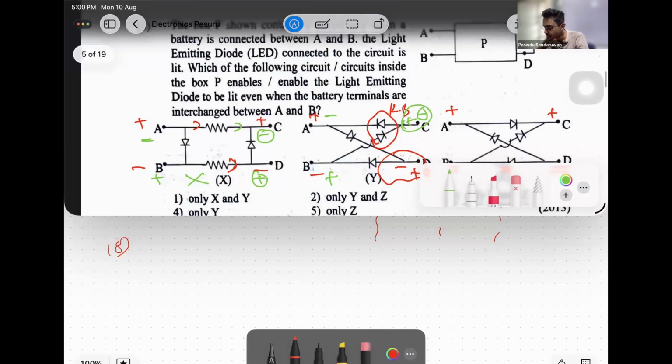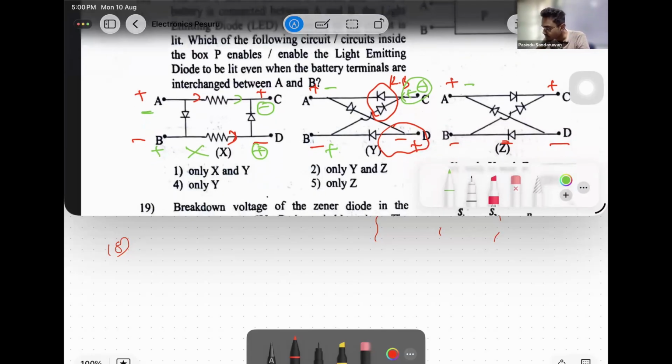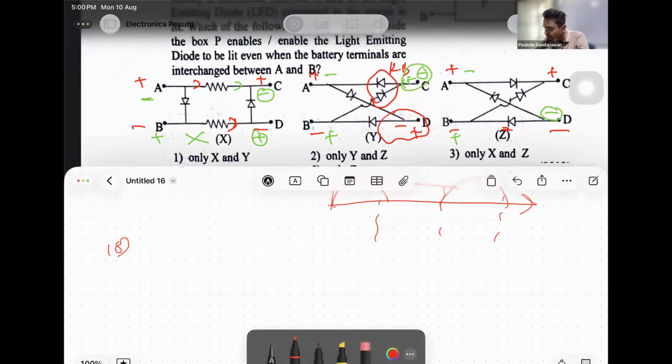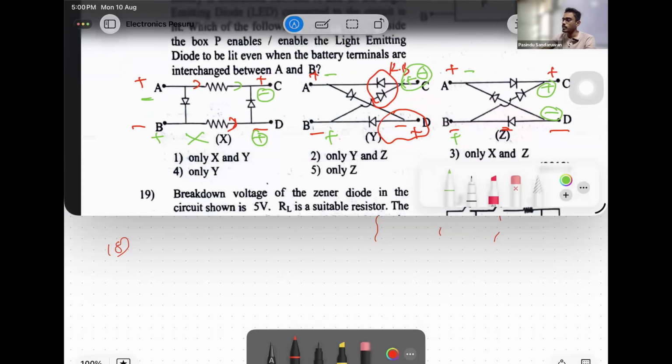Right? In this case, if A is minus, this diode is forward biased. Then this becomes minus again. If B is plus, this diode is forward biased, and this becomes plus again. Now about C and D, in both cases the plus and minus of C and D remain unchanged. Then it is going to function in this circuit if it is giving the same output, meaning the LED is lit in both cases, right?